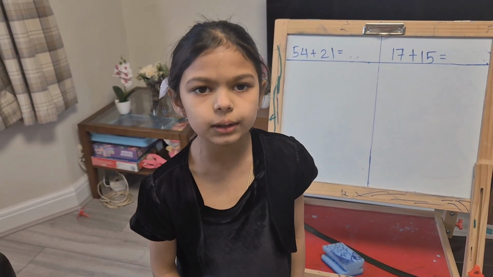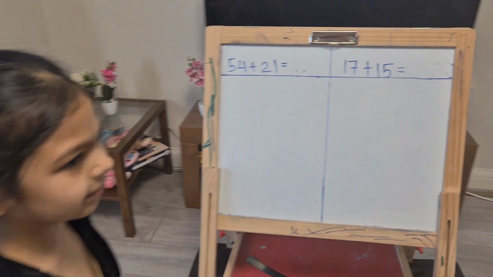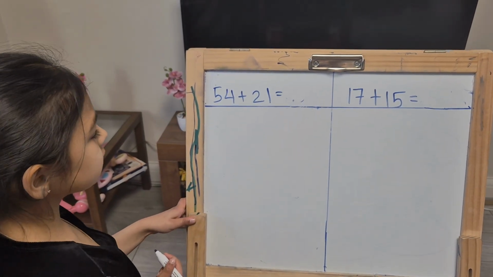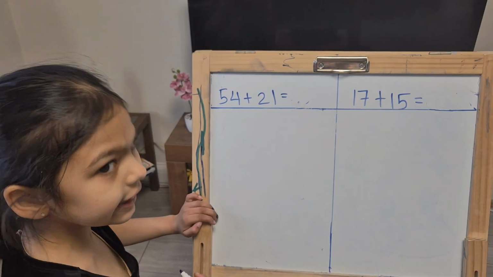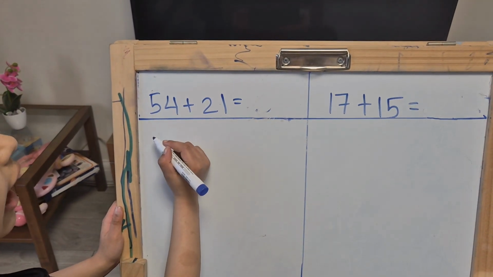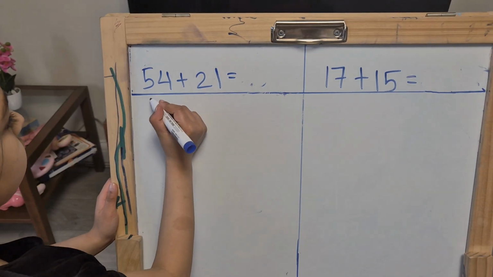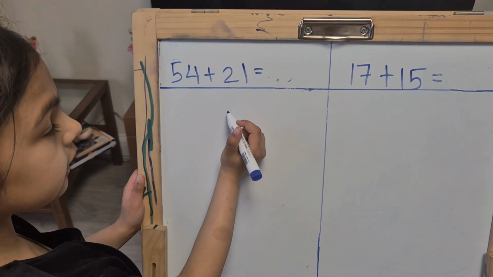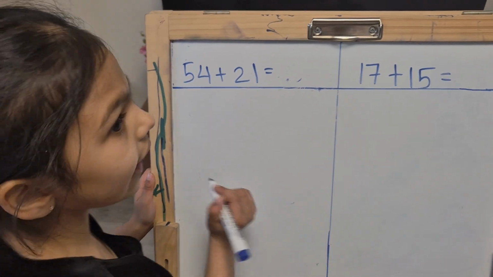I'm going to teach you about addition. So first, we are going to do our first example. Our first example is 54 plus 21 equals, we don't know the answer yet, so we're going to find it out.